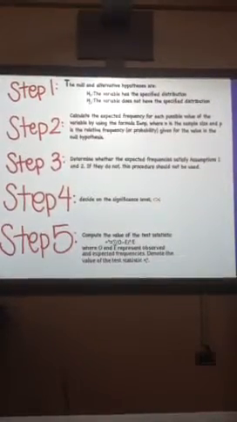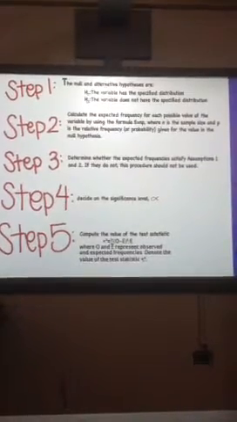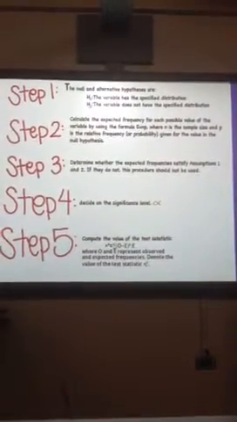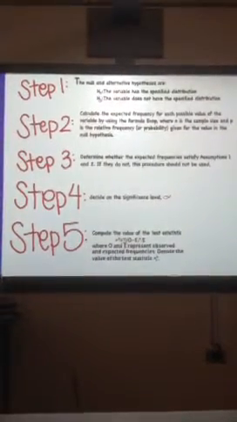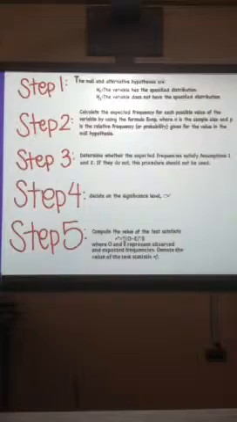Step 1. The null and alternative hypotheses are H0: the variable has the specified distribution. HA: the variable does not have the specified distribution.